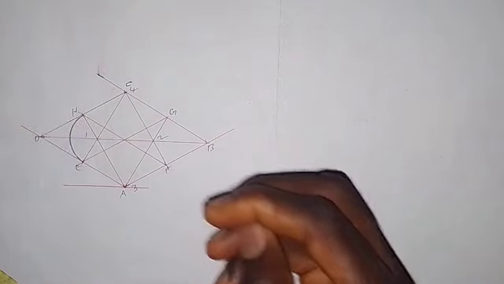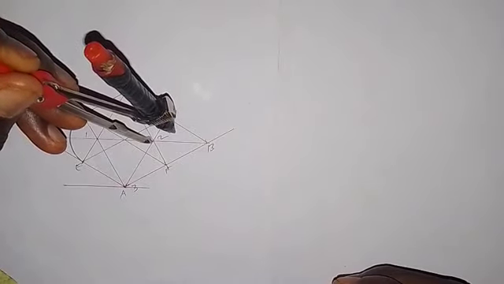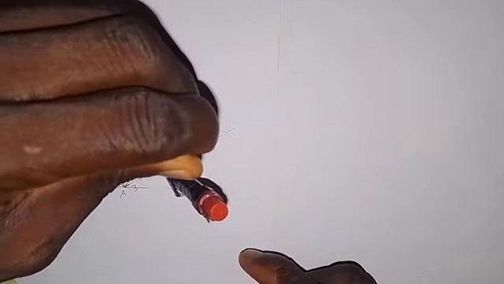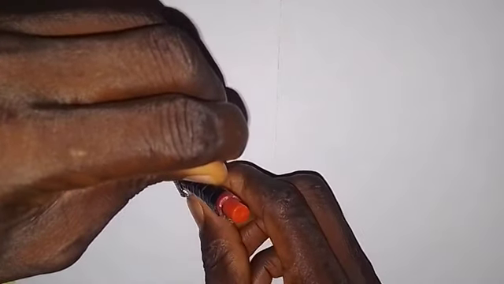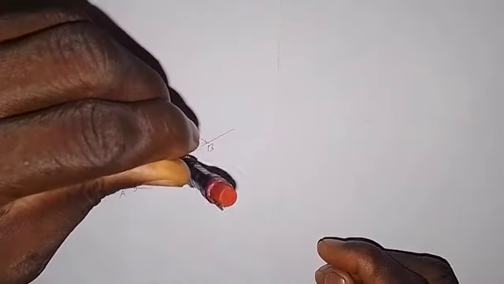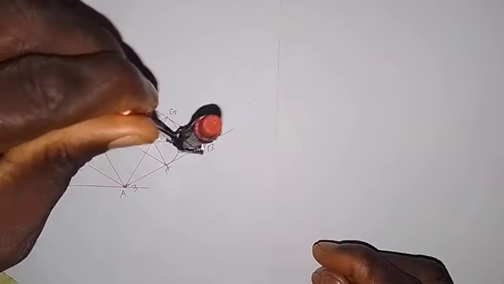Okay, then with the same radius, put the pinpoint here at center 2. Then it touches this point F here, then you turn it like this. From F, you may need to adjust it as I did. So turn the compass, the pen point, like this. So we have drawn that arc.